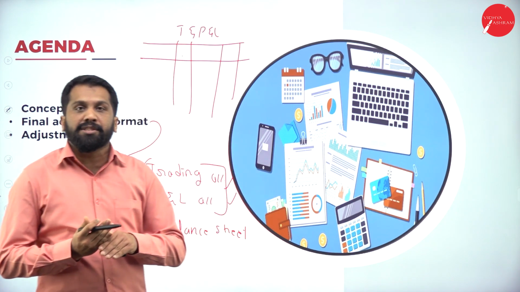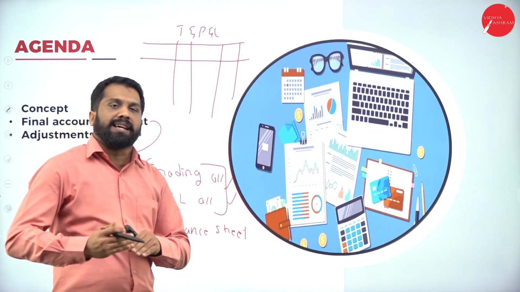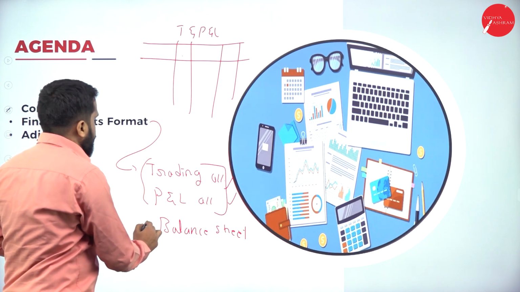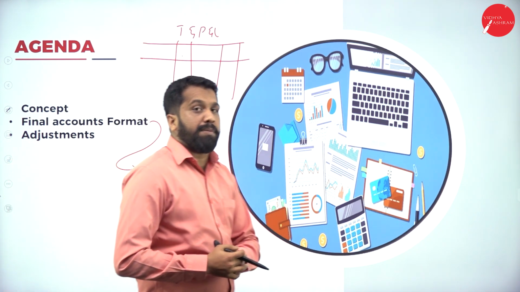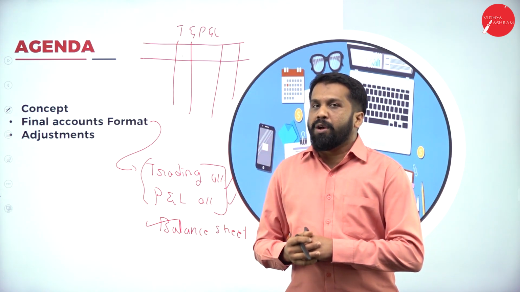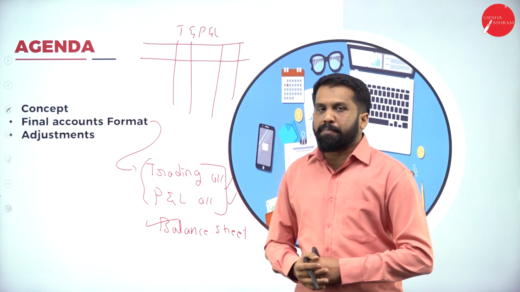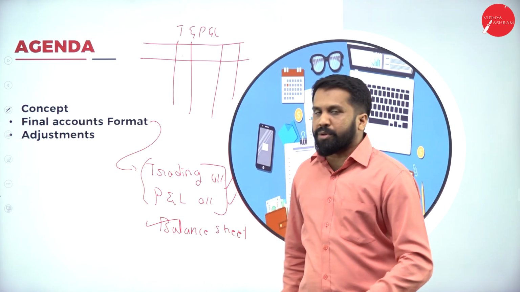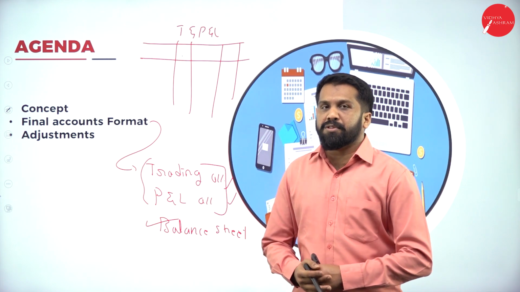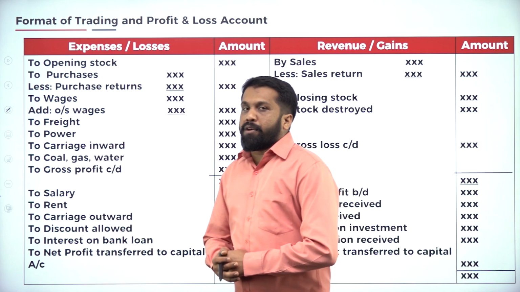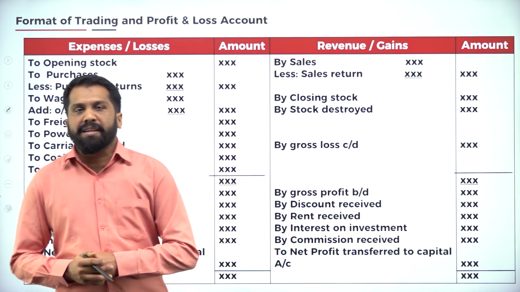Now, so once you're done with trading and P&L, the next part will be your balance sheet. So balance sheet we prepare separately. So finally, how many accounts we have to prepare? One is only your trading and P&L. One more is statement, that is called as your balance sheet. Total 2 things you are supposed to prepare. So this is your format for your trading as well as P&L.